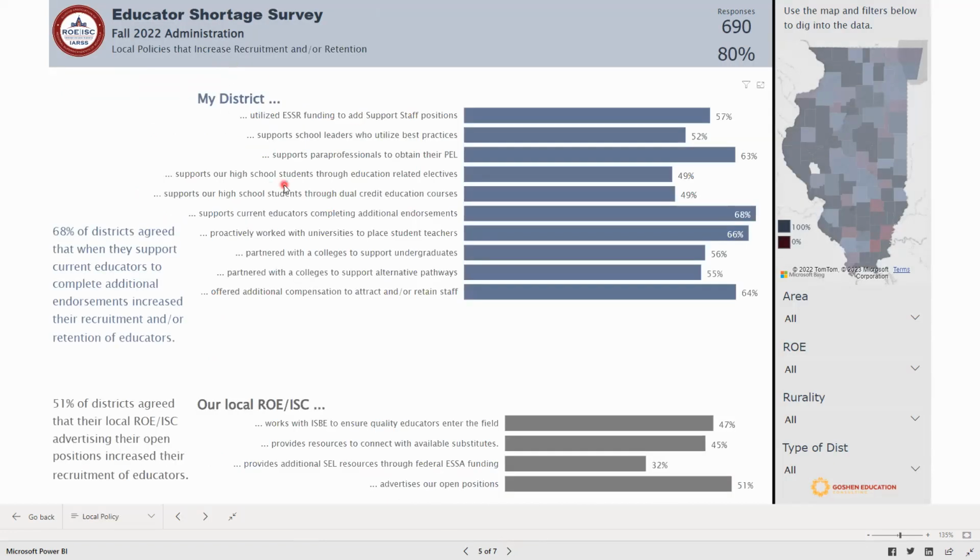This next page, now we're looking at policies. And so we have district policies that impacted recruitment and retention. So 68% of superintendents agreed that supporting current educators completing additional endorsements increased recruitment and retention. 51% of superintendents agreed that at the local ROE or ISC, advertising the open positions increased recruitment and retention. And again, you see the same set of filters and interactive map on the right-hand side.